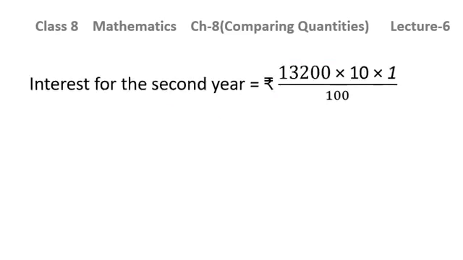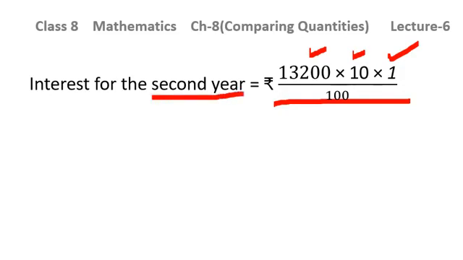Now we need to calculate the interest once again. P here is now 13,200. 10% is the rate of interest. Again I am taking time as 1 because I am calculating the interest for the individual years separately. I am not taking altogether time as 3 years. So after calculating, you will be getting rupees 1320. This is the interest for the second year.